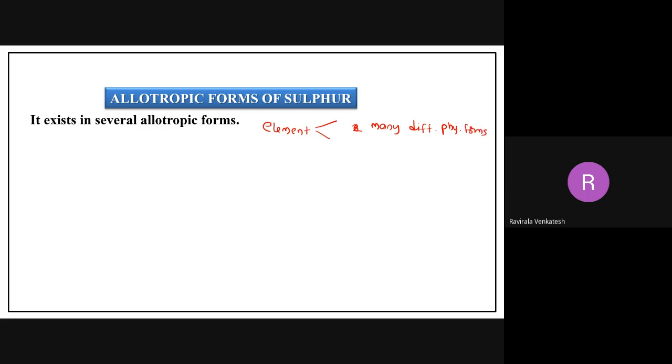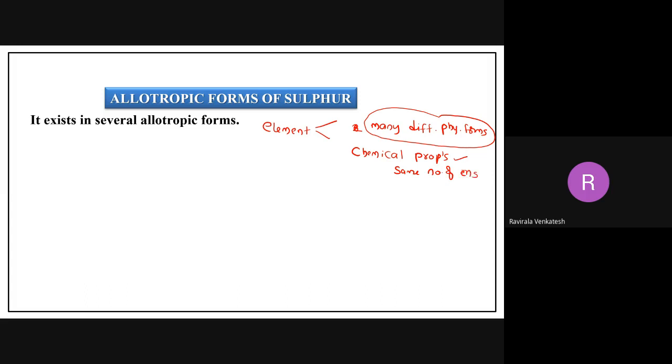That means their appearance is different. What is the common thing they have? Chemical properties. Their chemical properties are the same, because they have the same number of electrons. Very simple. Because it has the same number of electrons.